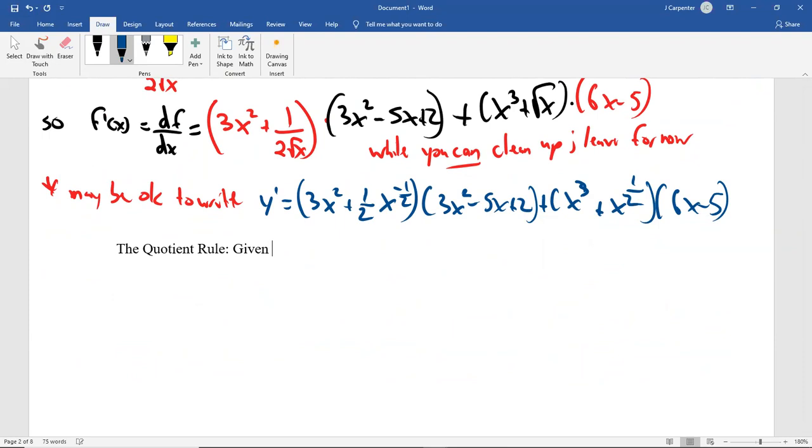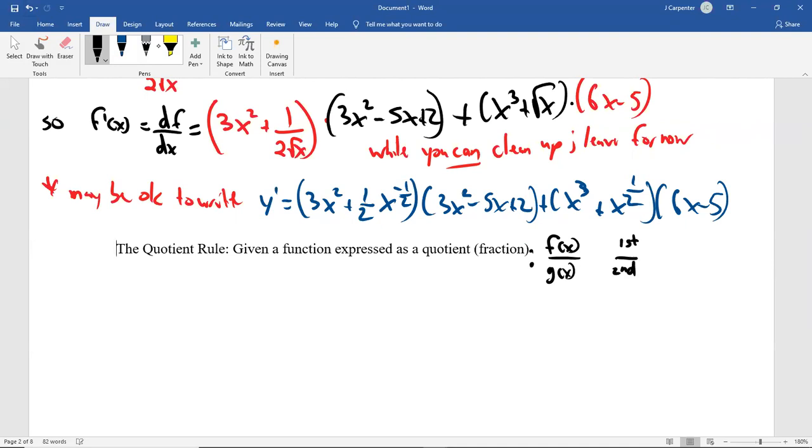So given a function expressed as a quotient, in other words, a fraction. And let's say that it's originally written as f of x over g of x. And again, you can also just say first over second. That is definitely what I prefer to say. The derivative of this quotient, the derivative of this fraction.